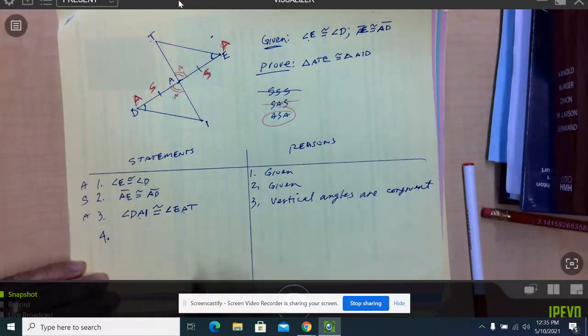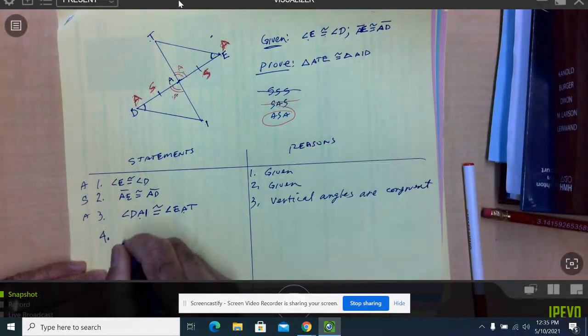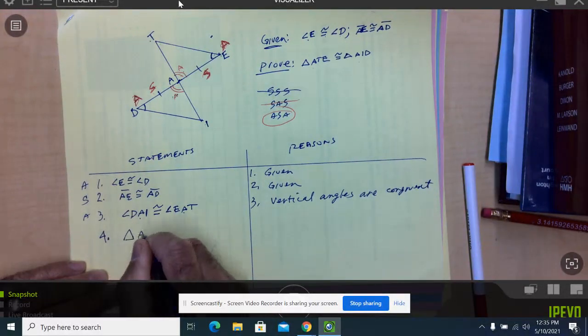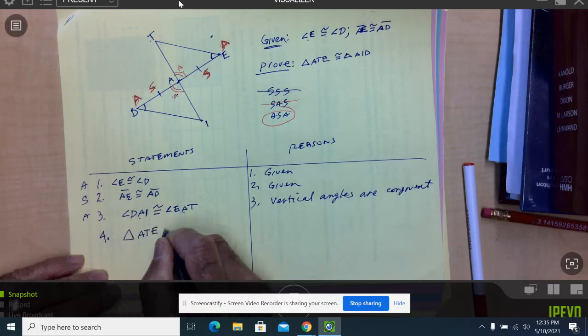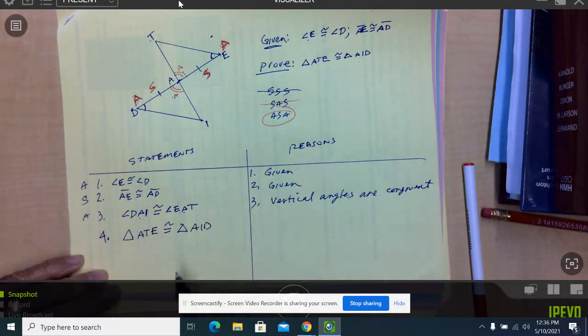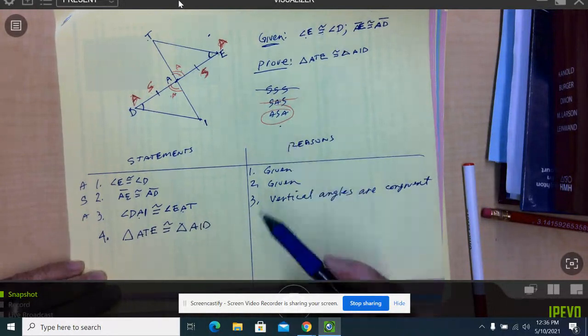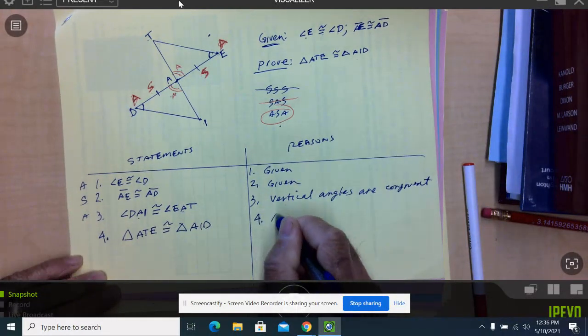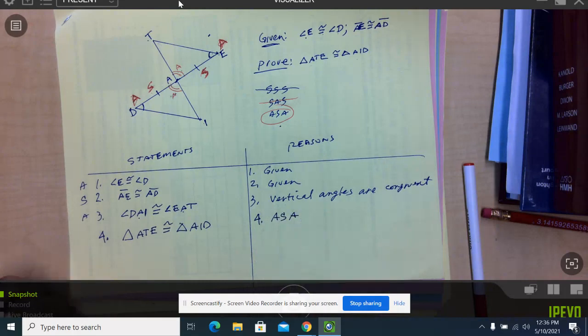So the last one is our proof statement. Triangle ATE is congruent to triangle AID. And how did we get that? ASA. And that's our proof statement.